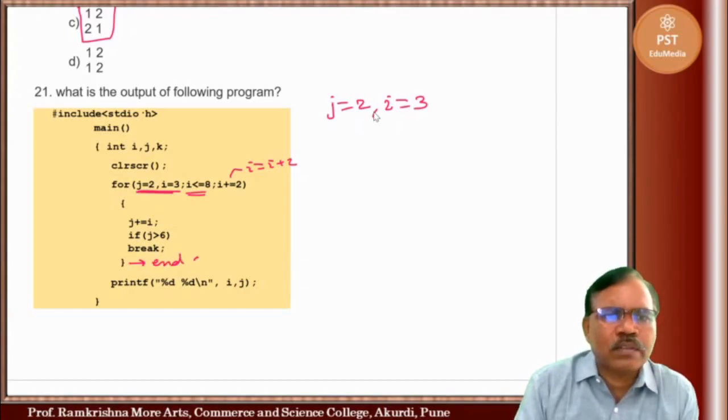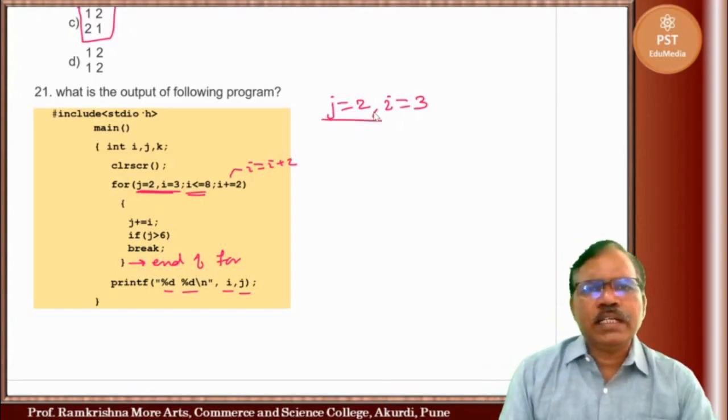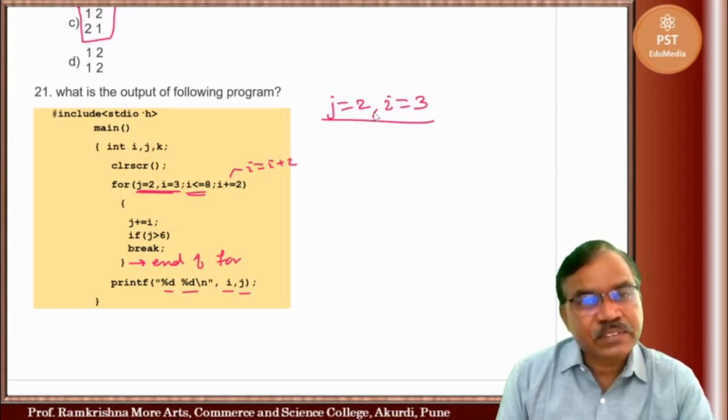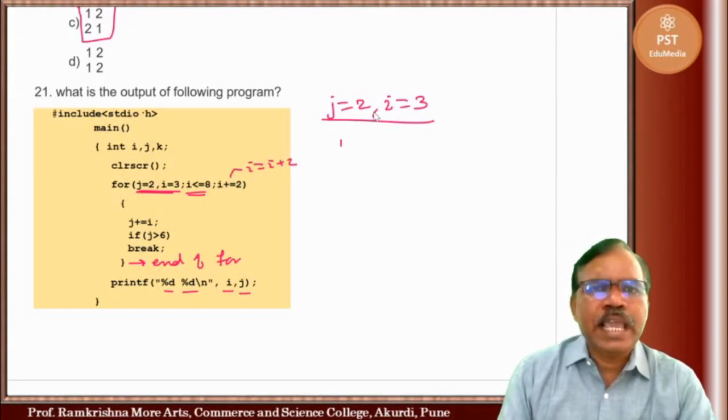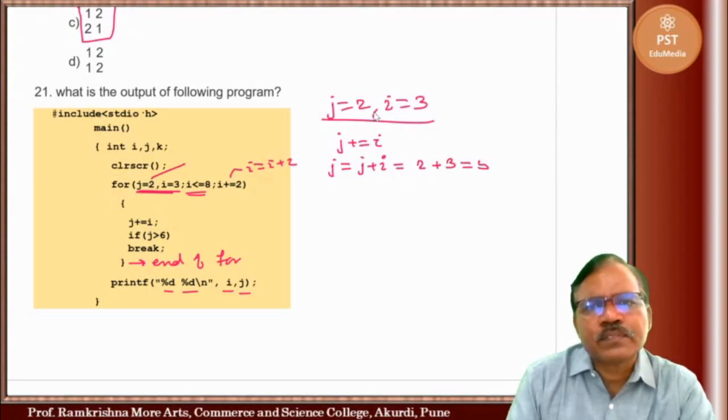End of for. And when it comes out of the for loop, printf %d i, j prints the final values of i and j. Initially i equals 3, i less than 8 is true. j += i means j equals j plus i. What is the value of j? j is 2. What is the value of i? 3. So it is 5.